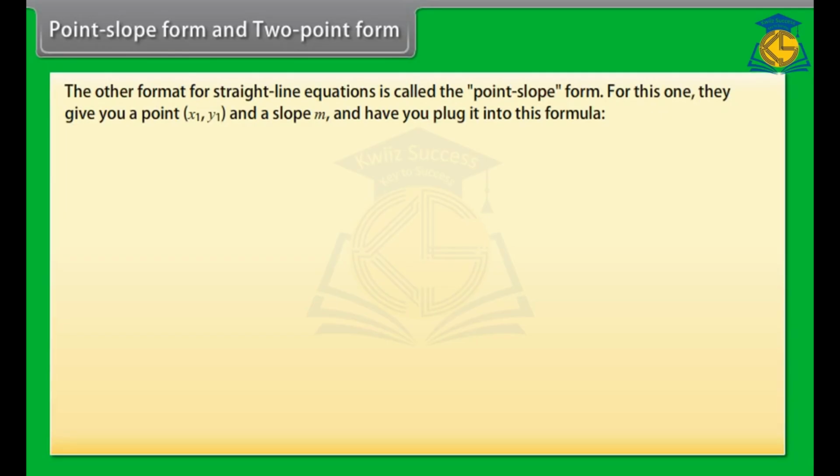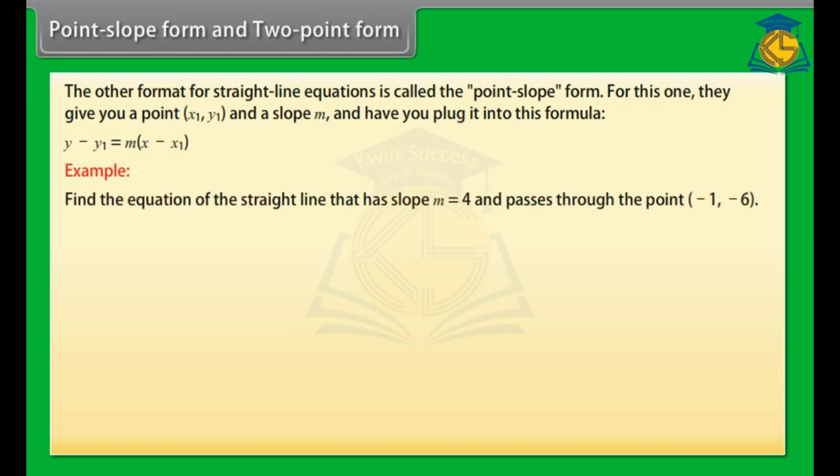Point-slope form and two-point form. The other format for straight line equations is called the point-slope form. For this one, they give you a point (x1, y1) and a slope m and have you plug it into this formula. y minus y1 is equal to m into (x minus x1).